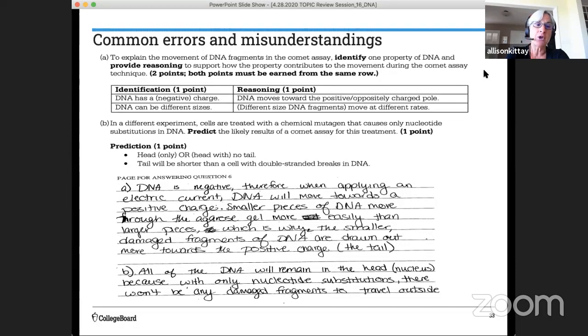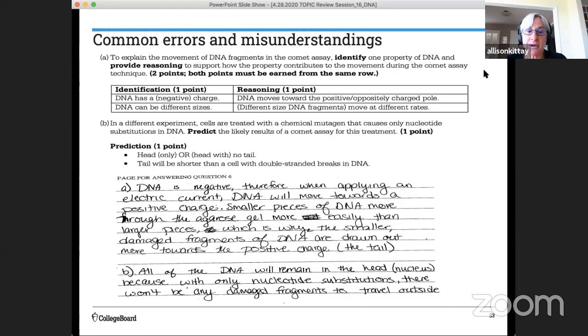And then you needed to make a prediction about the likely results of a COMET assay if you treated it with a chemical mutagen that simply causes a substitution. And again, you would have a prediction that there would be a head only, or a head with no tail, and then the tail will be shorter than with a double-stranded break in DNA. So you could have said either of those predictions. Okay, so let's read a student response. That was a perfect 3-point response.